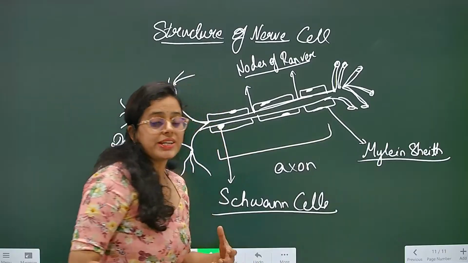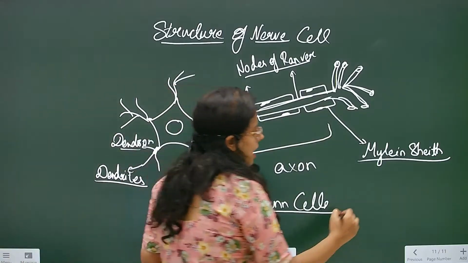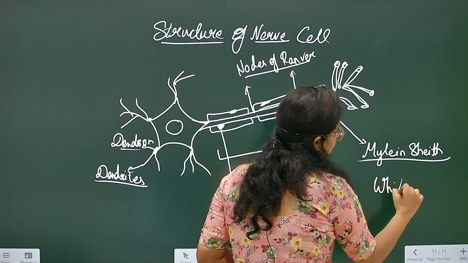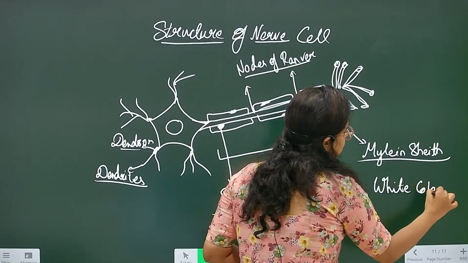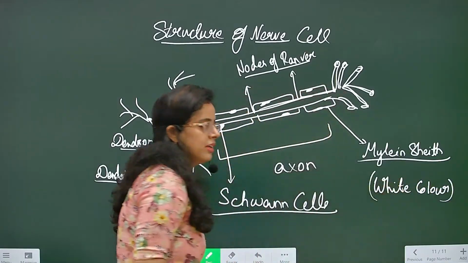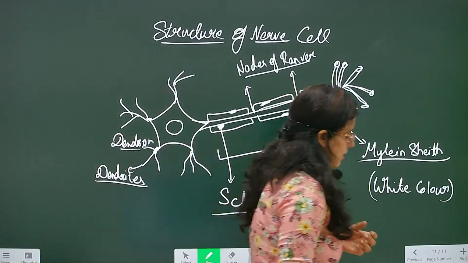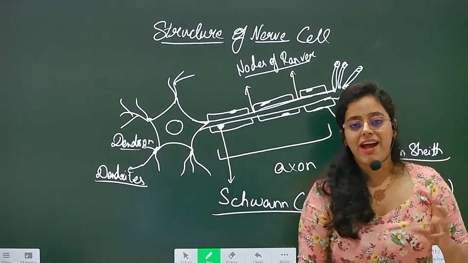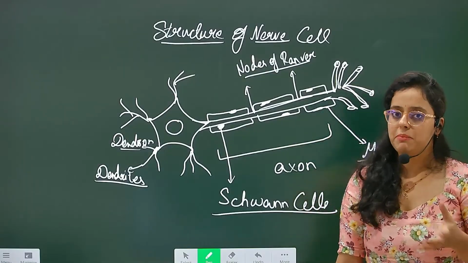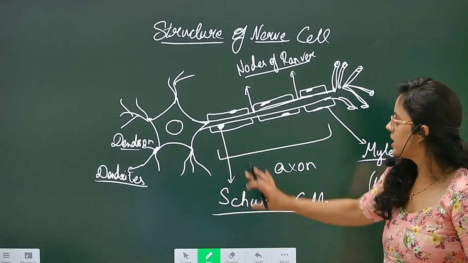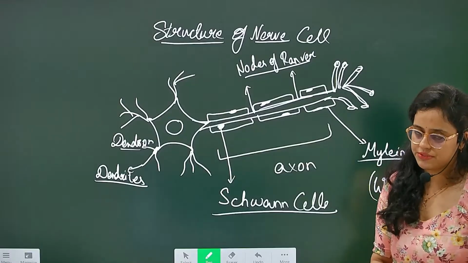If the myelin sheath is present, then the axon has a white color. If the myelin sheath is absent, the axon has a grey color. This is how we get white matter and grey matter in the brain or spinal cord. So this is the typical structure of the nerve cells.